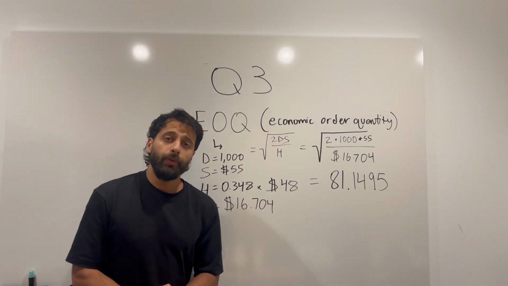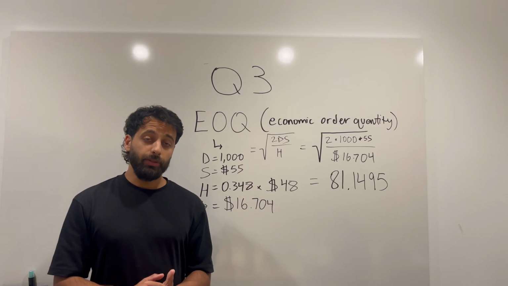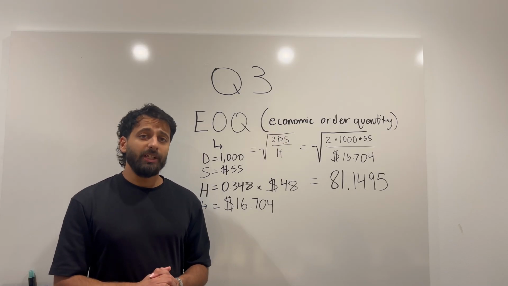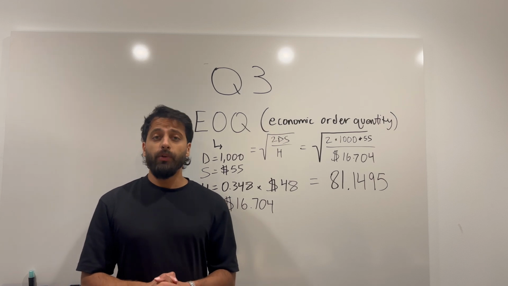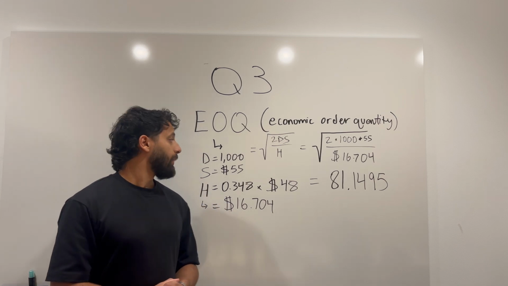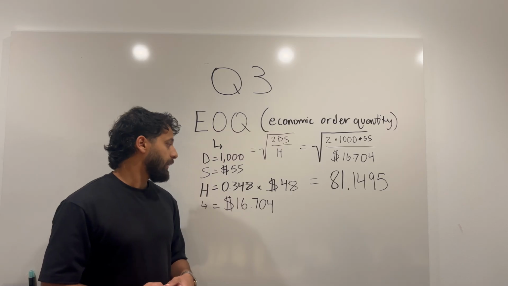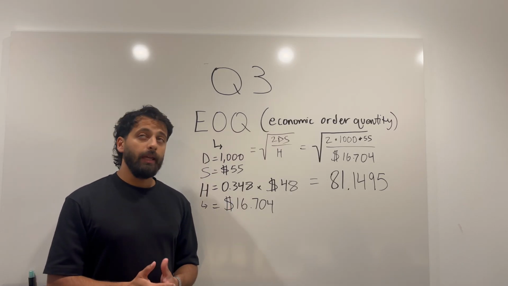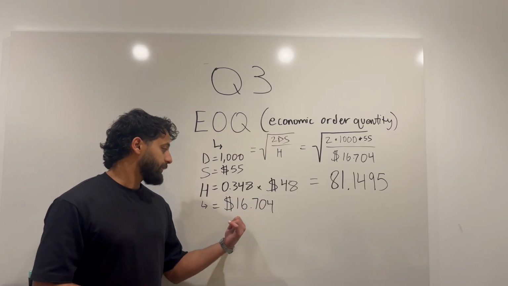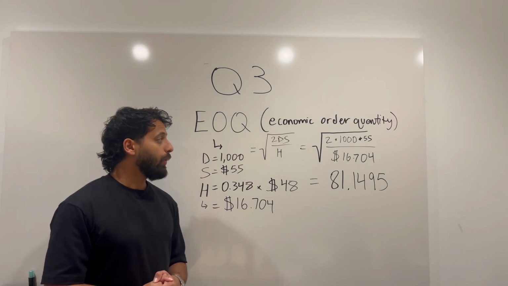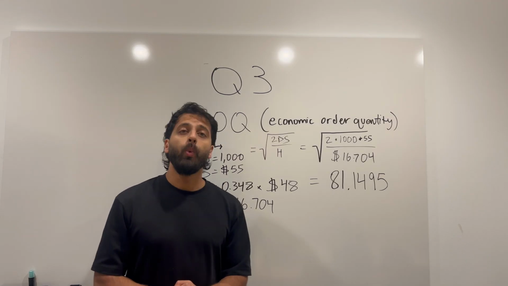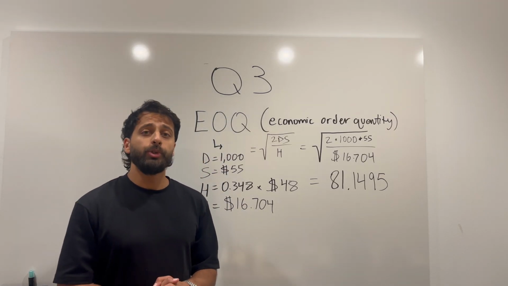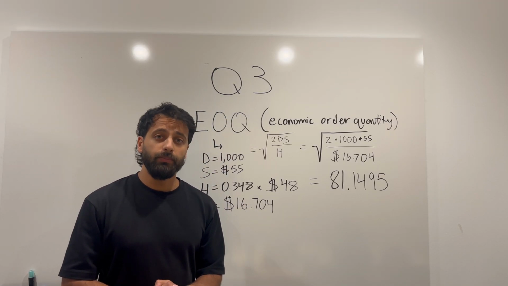For question number 3, we're going to be going back to something that we actually used in case number 1, which is going to be the EOQ, or the Economic Order Quantity Formula. So for this one, numbers were provided in the problem, which is $1,055, 34.8% multiplied by 48, which gives us 16.704. Once we plug the numbers into the formula, that gives us 81.1495, which is going to be crucial for the next calculation that we're about to do.